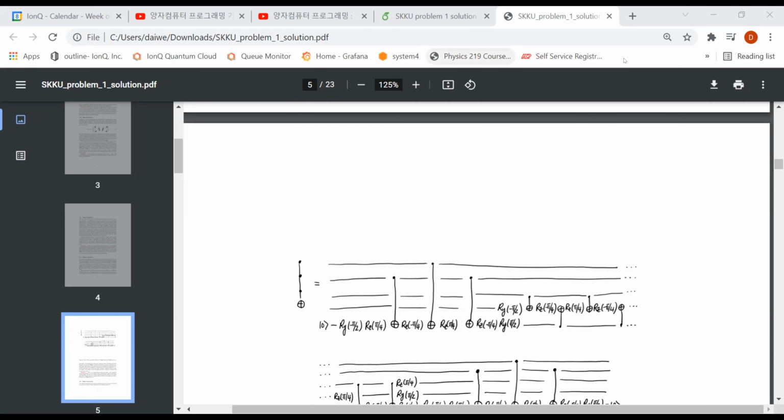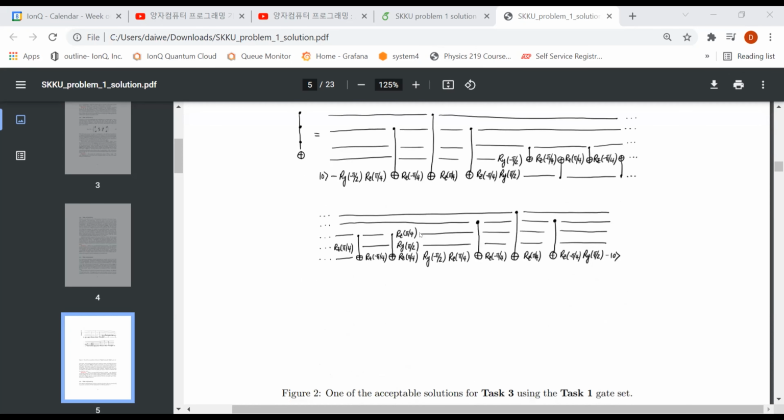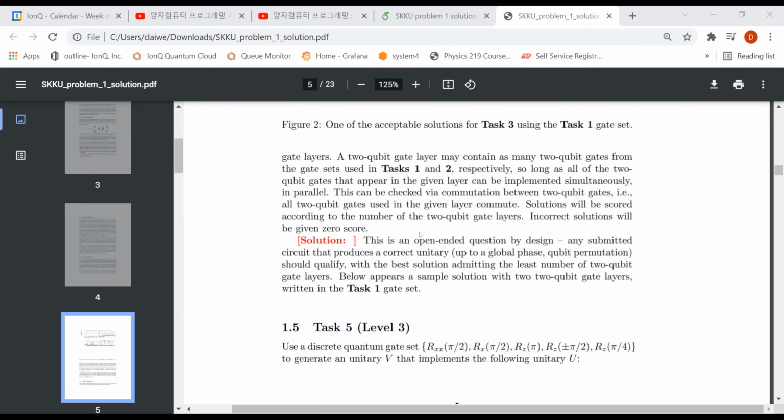Daiwei, do you mind sharing the screen? Because I'm actually on my iPad. Yeah, I'll keep going.